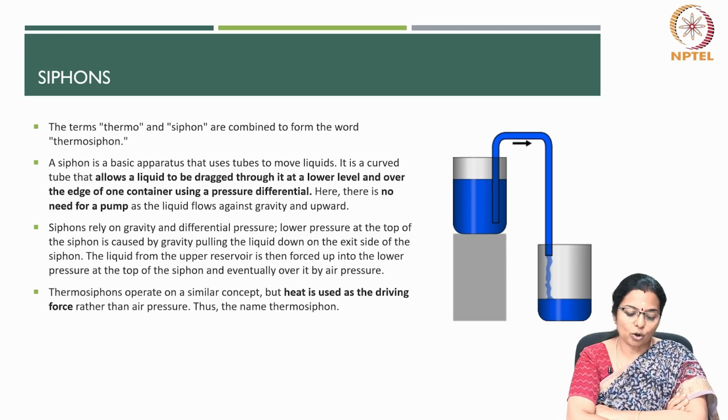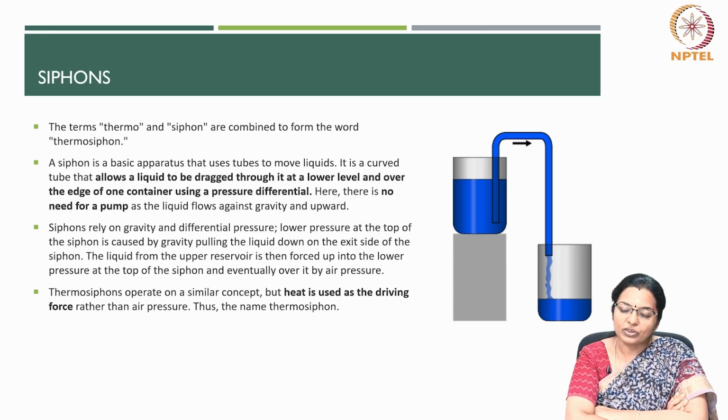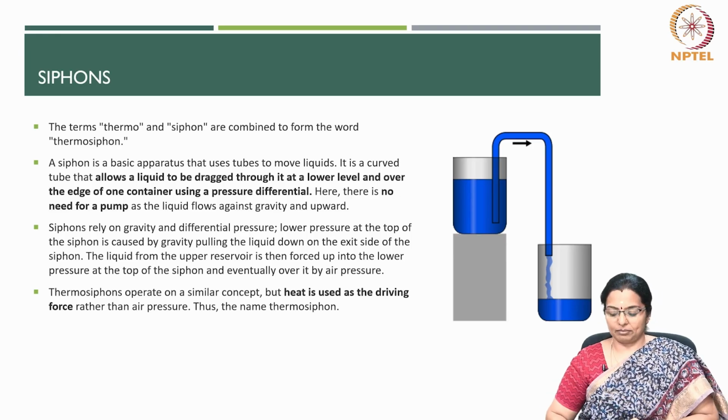Lower pressure at the top of the siphon is caused by gravity pulling the liquid down on the exit side of the siphon. A liquid from the upper reservoir is then forced up into the lower pressure and eventually over it by air pressure. Thermosiphons operate on a similar concept, but heat is used as a driving force rather than air pressure. Hence the name thermosiphon.